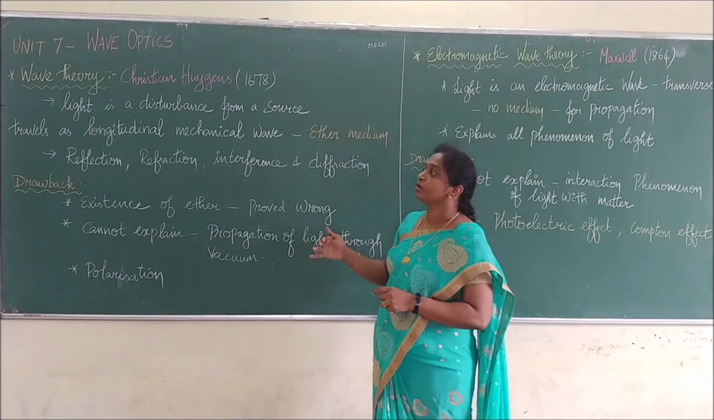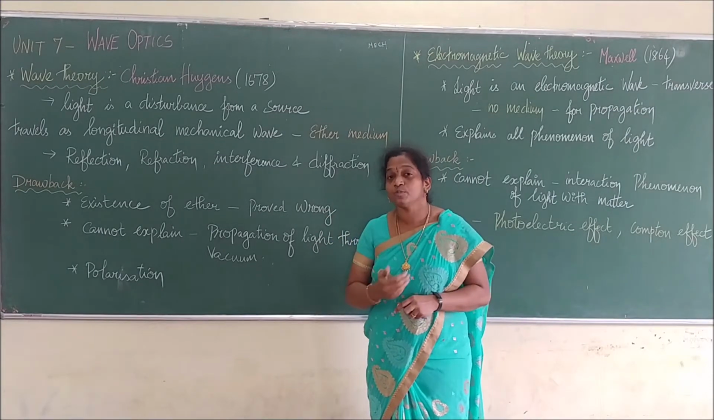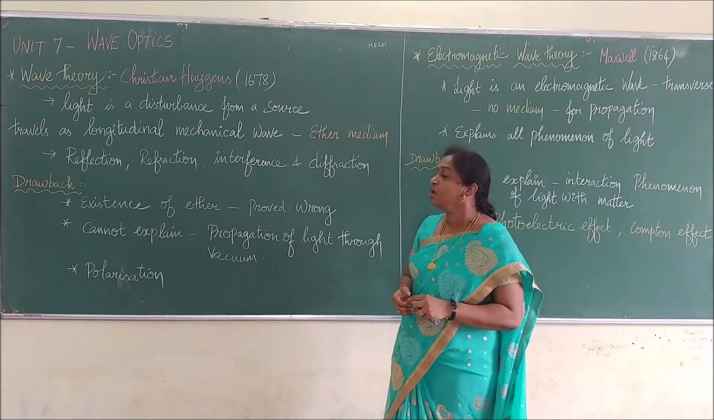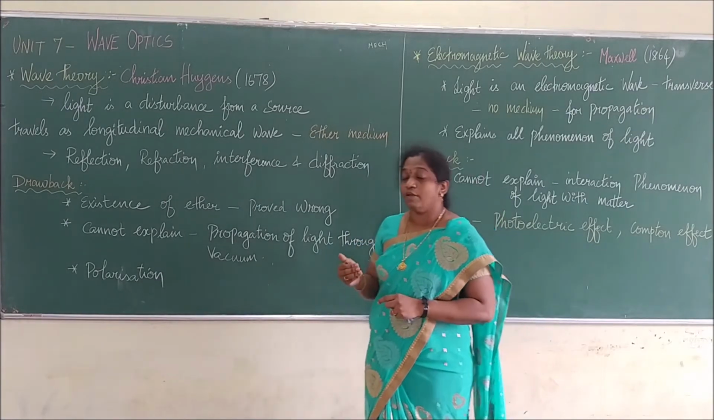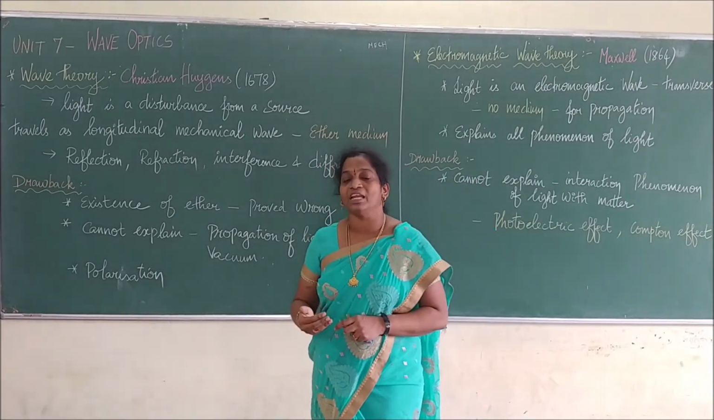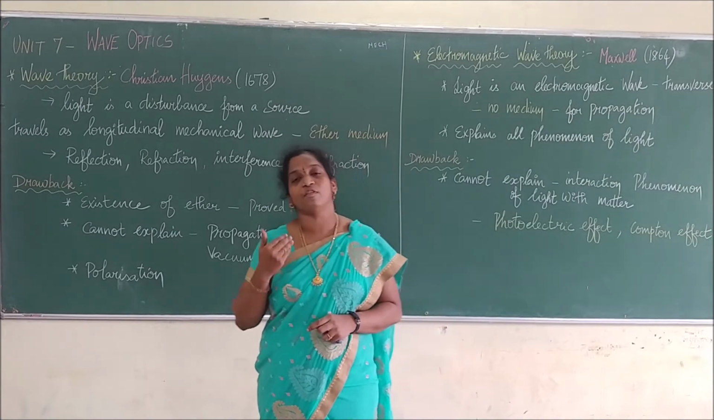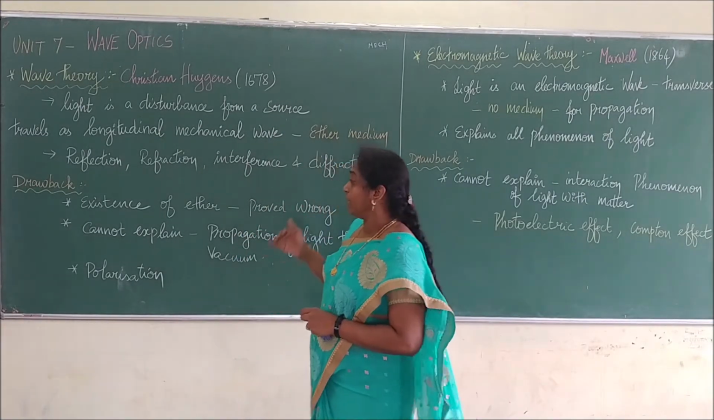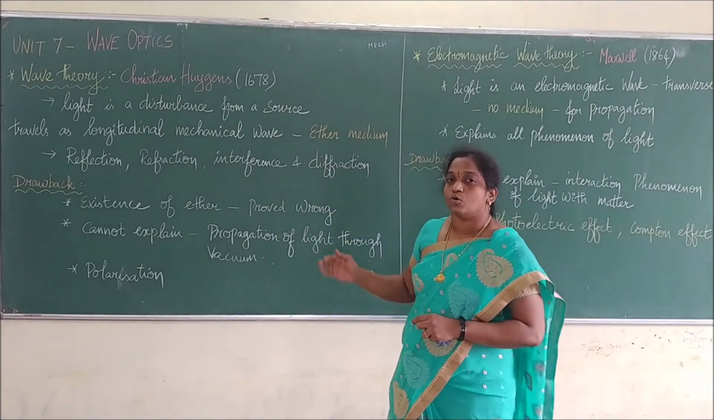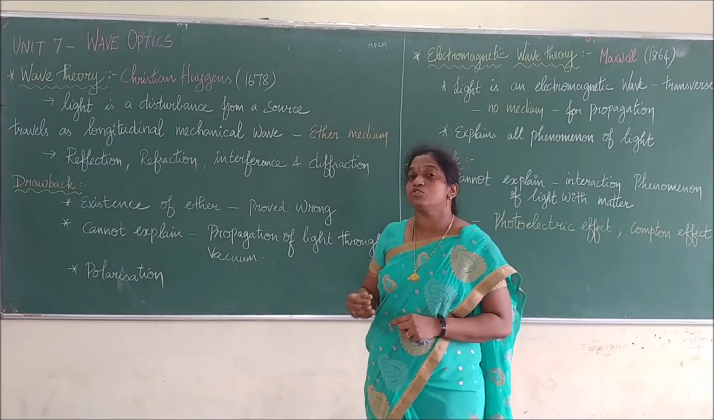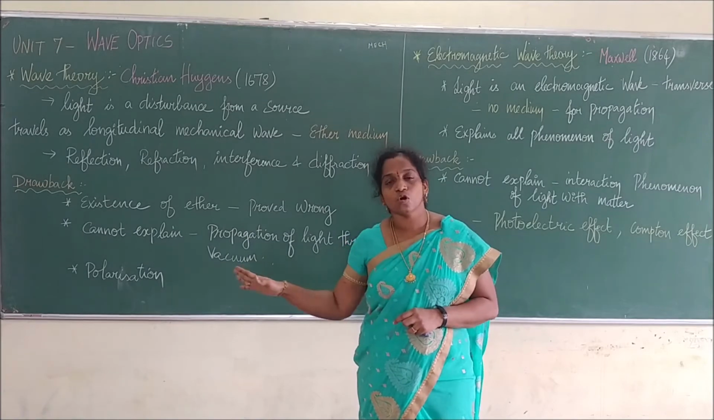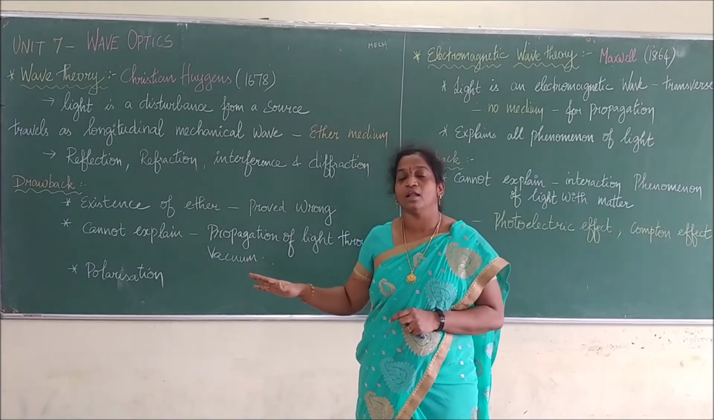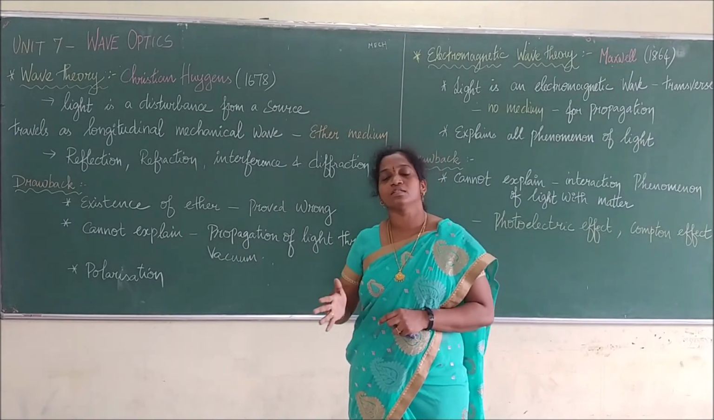Due to this, everything is distributed and shared from one place to another. From this theory they could easily explain phenomena like reflection, refraction, interference and diffraction. All the phenomena of light can be clearly explained with the help of Huygens principle, but later they proved that the existence of the ether medium is wrong. Right? There is no such medium prevailing.